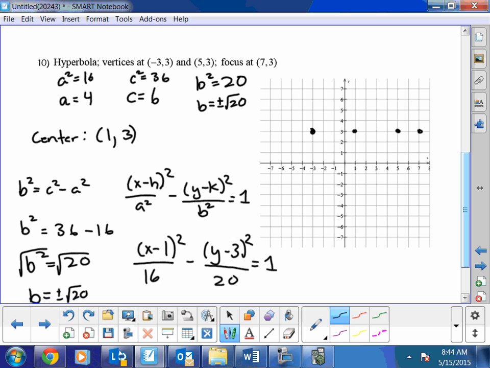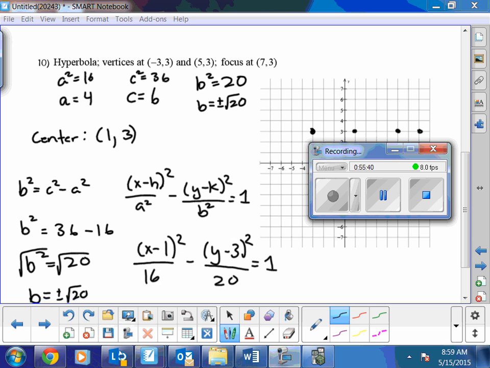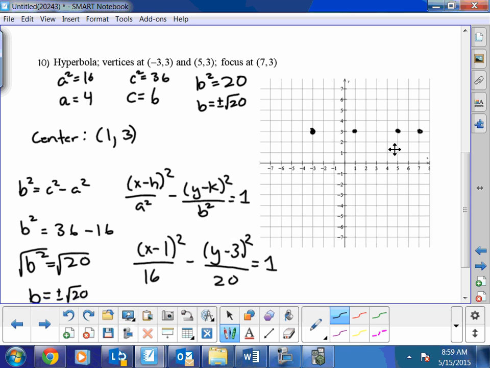The last thing we have to find is, if it opens up to the side the way it does, that means we're going to have b over a as far as the slope for the asymptotes. Okay, great. And we have our equation. Now, if you're going to draw this out, you are going to have another vertex on this other side here. So we got 6 this way, 1, 2, 3, 4, 5, 6, and 6 this way. So we have a point there, and we got a point there.